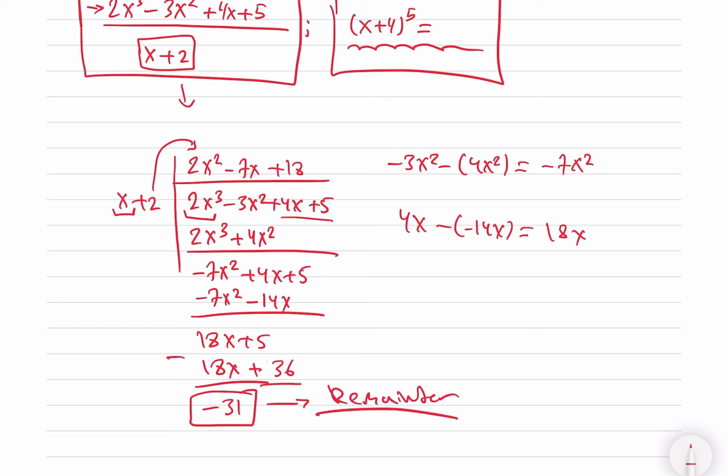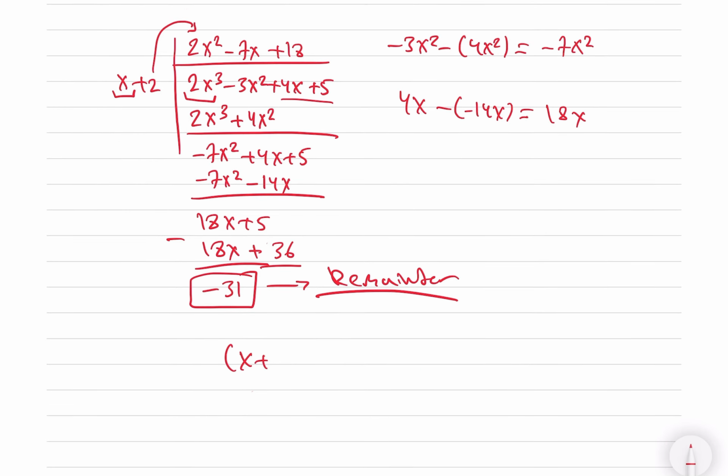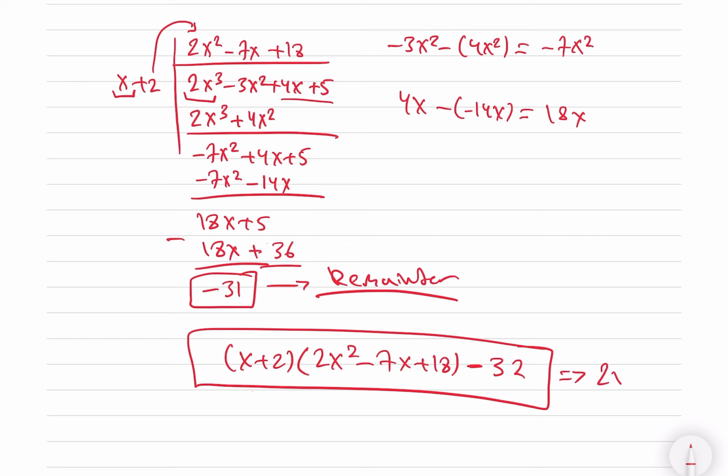And yeah, that's it. So what does this tell you? This tells you that if I multiply x plus 2 by 2x squared minus 7x plus 18, then add the remainder negative 31, this equals 2x cubed minus 3x squared plus 4x plus 5. You don't really need to multiply these two, but that's it.